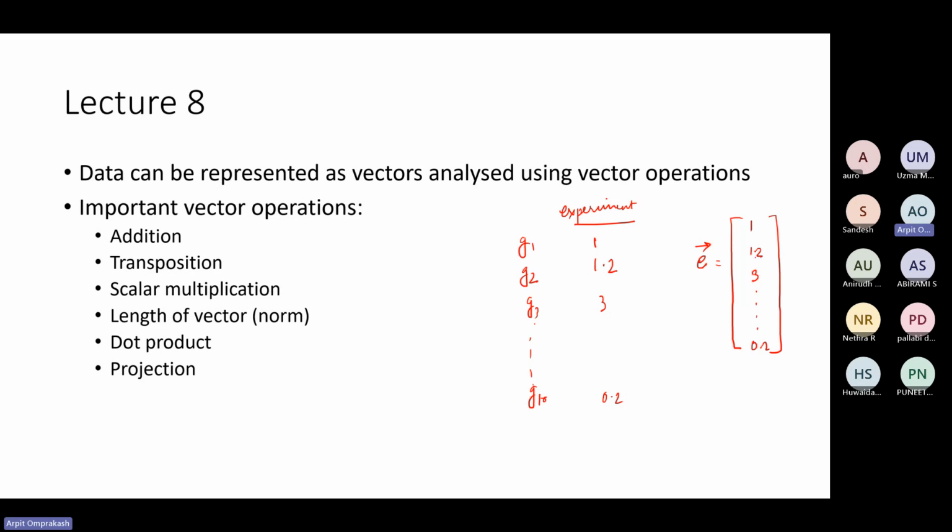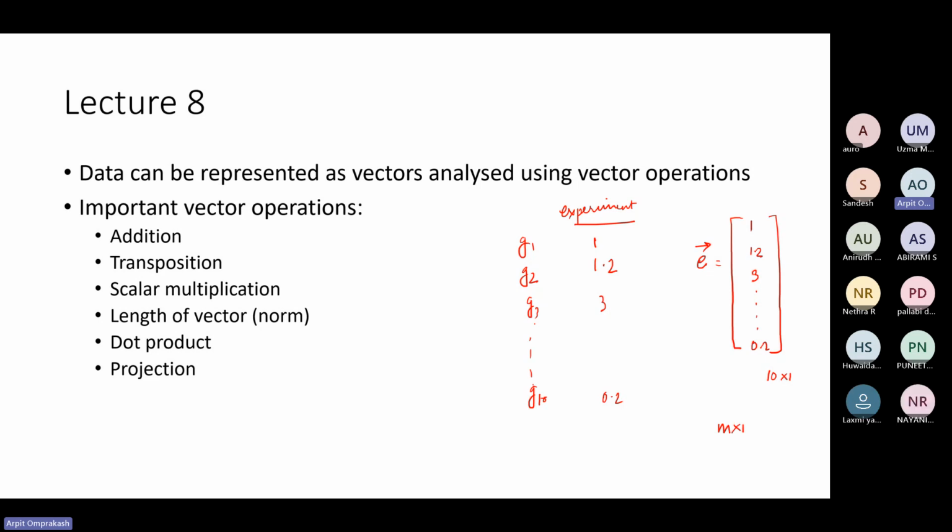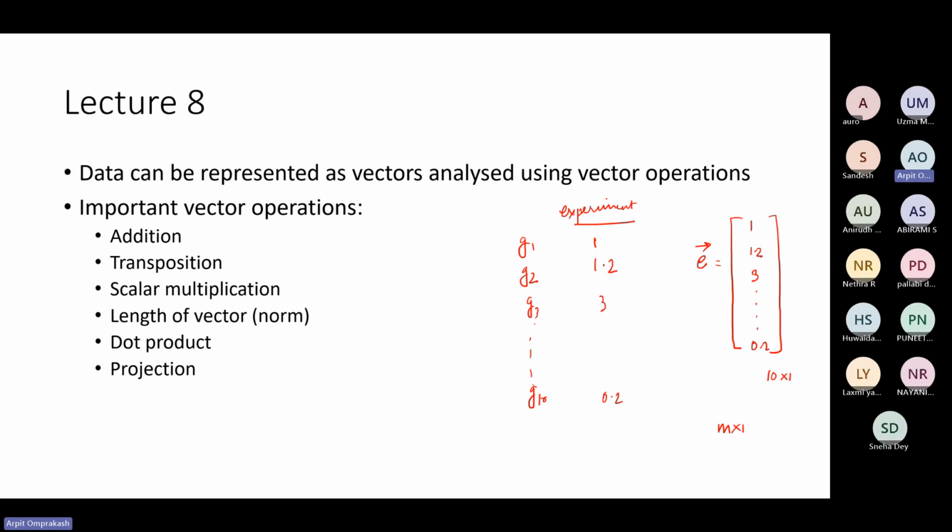The number of rows will be 10 and the number of columns is 1, so the dimensions of this vector are 10 by 1. In general, a vector can be represented as an m cross 1 dimensional thing: it has one column and a certain number m of rows. Apart from that, sir told about certain important operations we can carry out with vectors. We'll take some examples so it's easier to understand and revise.